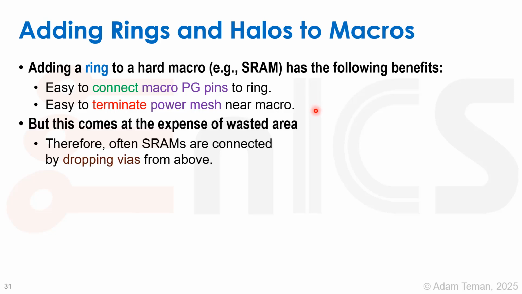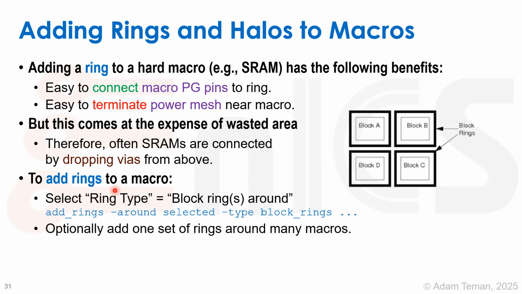So it comes at the expense of wasted area, and therefore SRAMs, we usually connect them from above by dropping vias. So they'll have on metal 4 or metal 5 pins, big pins of VDD and ground, and then the power layer that goes on top of that will drop vias on top of it. So that way we can get power and ground into the middle of the macro without actually wasting room on the rings around them.